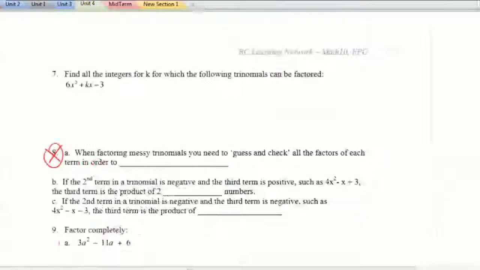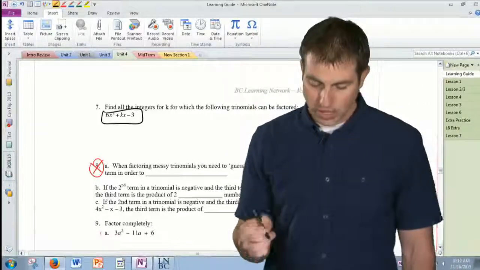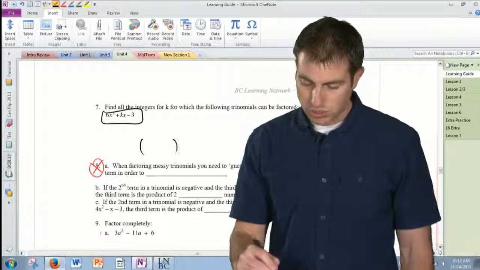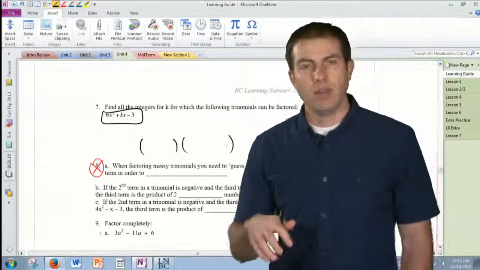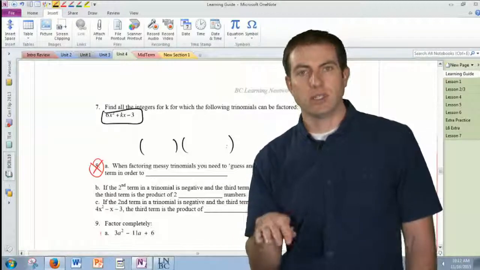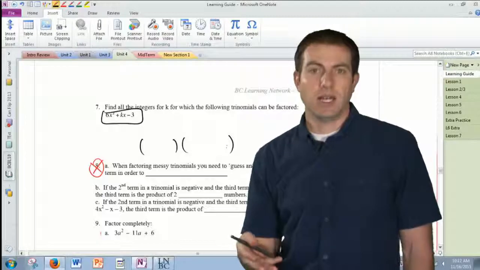Find all the integers k for which the following trinomials can be factored. These questions are really popular to ask on a test because they essentially can test your ability to factor without you having two terms at the end to be able to expand and check. So the reason these questions are included is because if you can solve them, then you can factor. We know you can factor.